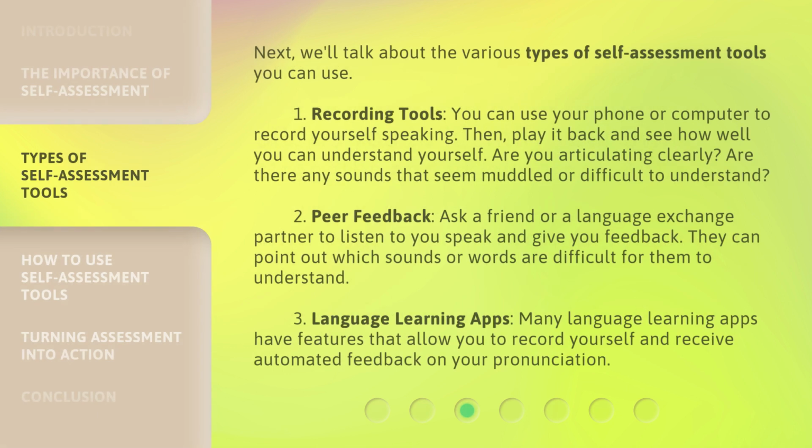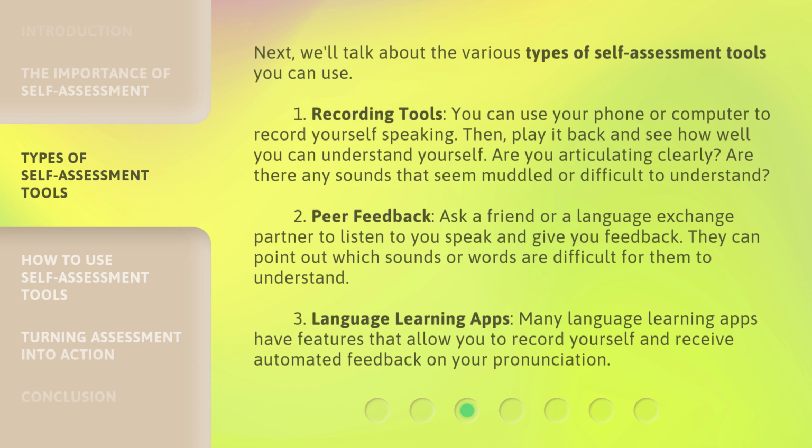Next, we'll talk about the various types of self-assessment tools you can use. 1. Recording tools. You can use your phone or computer to record yourself speaking. Then, play it back and see how well you can understand yourself. Are you articulating clearly? Are there any sounds that seem muddled or difficult to understand?